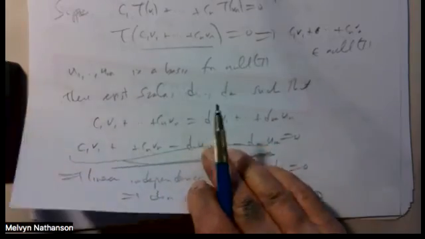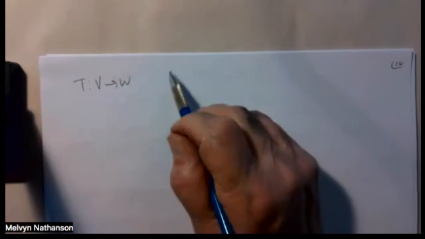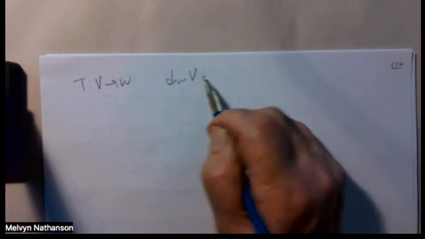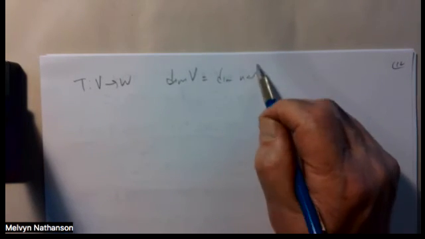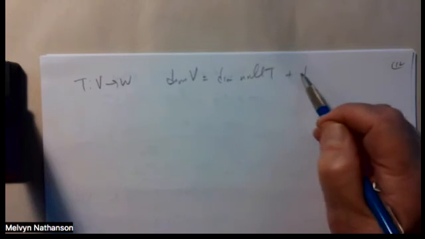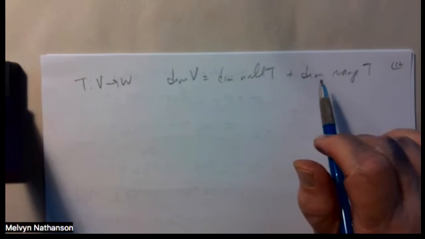And I'm going to give 3 examples, corollaries of this fundamental theorem. Let me state the fundamental theorem again. I have T from V to W. The dimension of V, finite dimensional, is the dimension of the null space of T plus the dimension of the range of T.